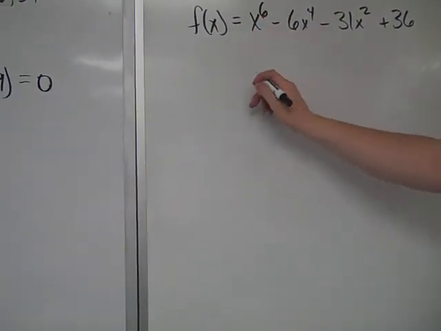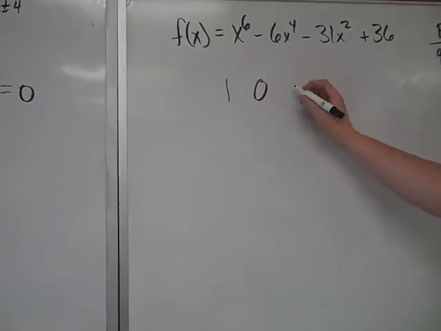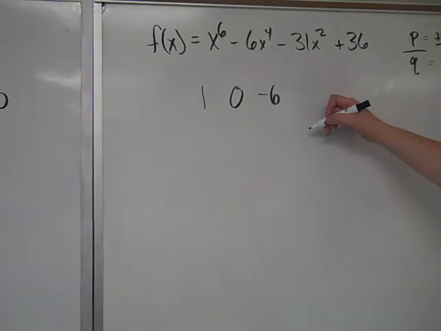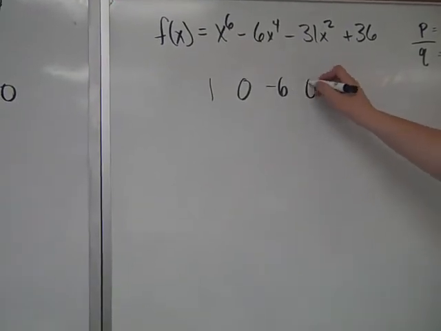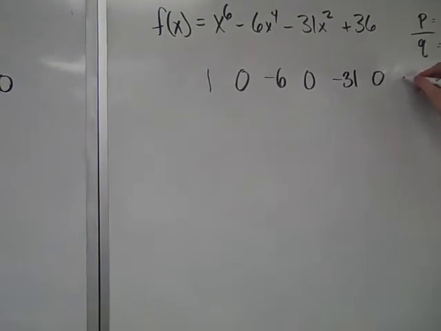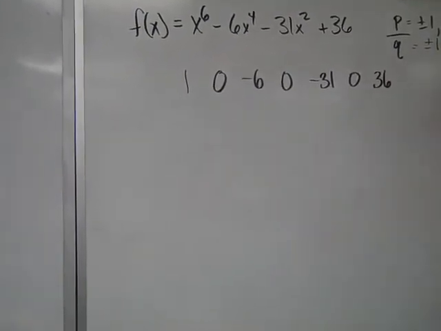So my coefficients are going to be 1 for my x to the 6th term. I don't have an x to the 5th, so 0. Negative 6 for x to the 4th. X to the 3rd is 0. Negative 31 for x squared. I don't have a linear term. And 36 for my constant.